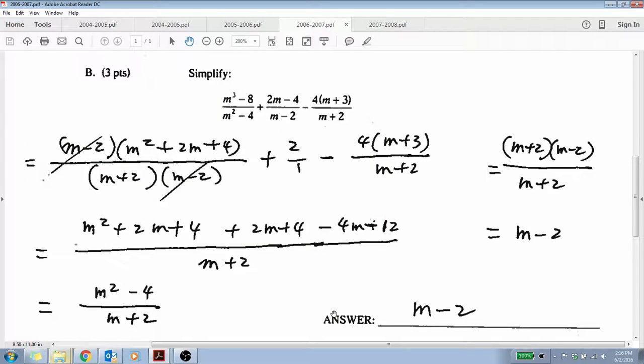We are told to simplify this expression, and to do that we need to start by factoring. So let's begin by factoring this numerator of the first term, m to the third minus 8. This here is a special scenario called the difference of cubes, and this works for difference of cubes and also for sum of cubes. So notice we have two things being cubed. We have the m being cubed, and then we have a 2 being cubed to get the 8.